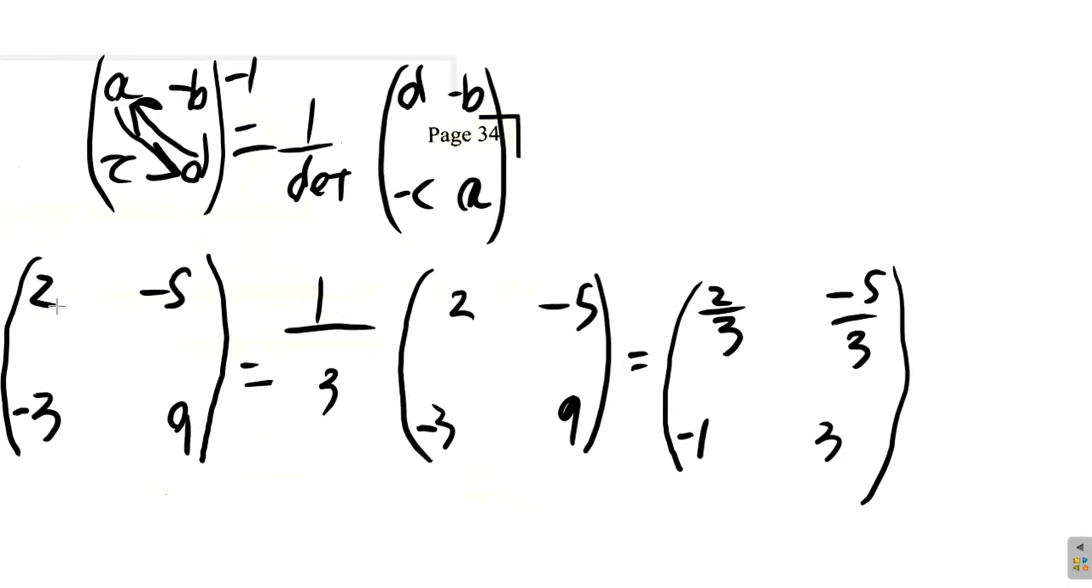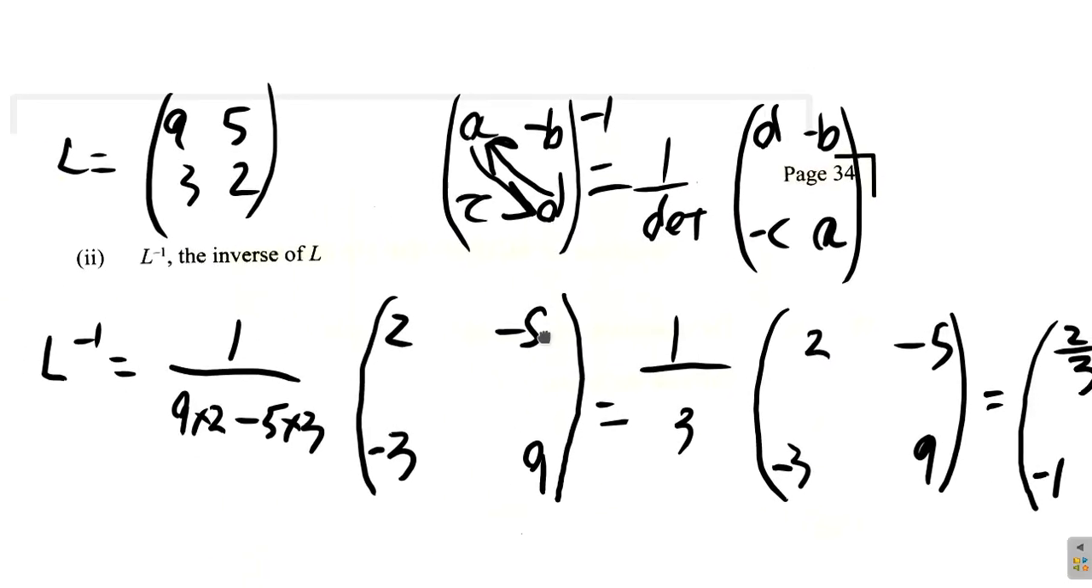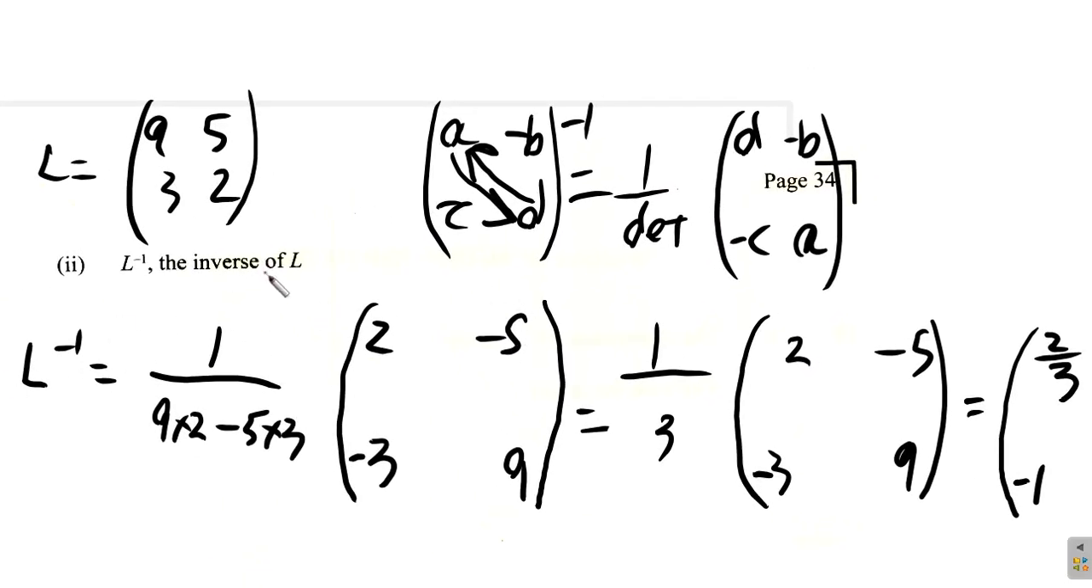Yeah. So here, let's take another look at this. You interchange 9 and 2. So 2 comes up here, 9 comes down here. Change the sign of 5 and 3. 1 over 9 by 2 minus 5 by 3.